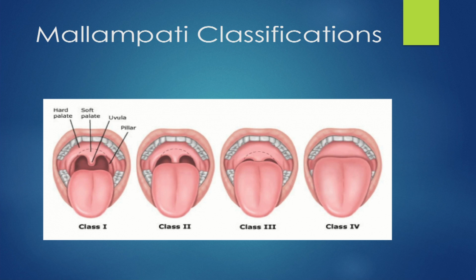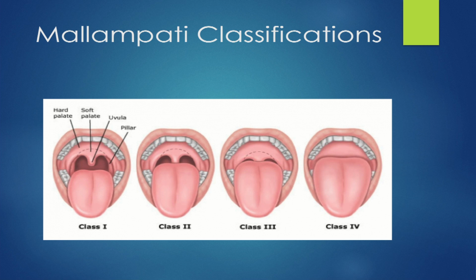Mallampati Class 2, about half the uvula is covered, but you can still see a significant portion of the airway, and you can see the end of the soft palate. Class 3, you really can't make out much of the uvula. It's pretty much covered up. You can just make out the end of the soft palate and see a little bit of the airway, but that's all. Mallampati Class 4, you cannot see the end of the soft palate.